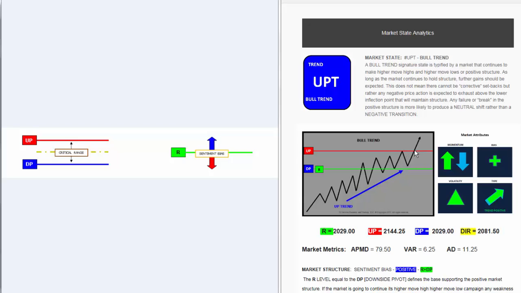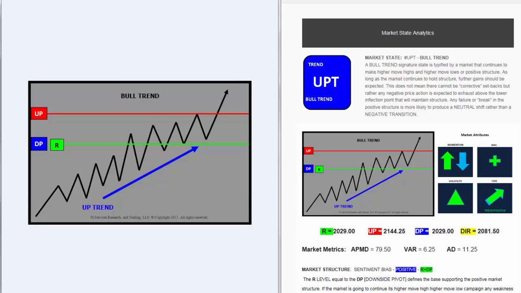So that's the breakout where the market will extend, the bull trend will extend into a new leg higher above this price point. So those are the key structure points for a bull trend. We have the lower trough and the upper peak. And we've defined that lower trough at 2029 and the upper peak at 2144.25.